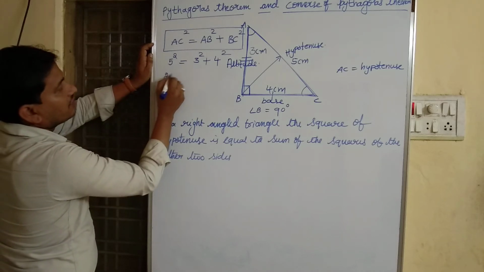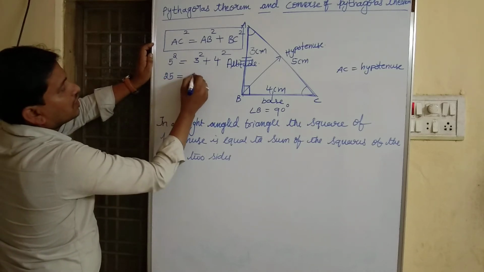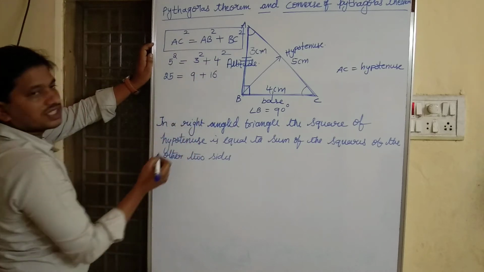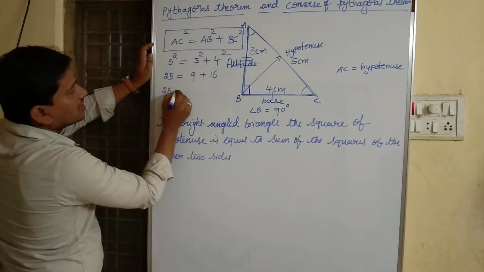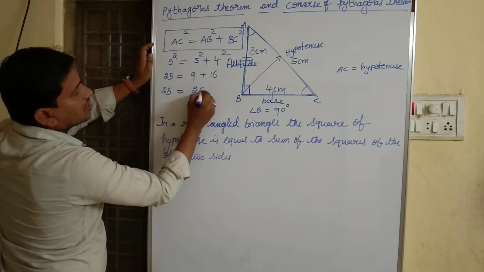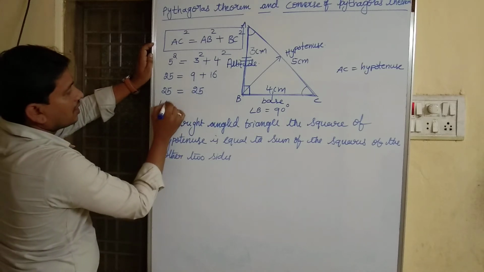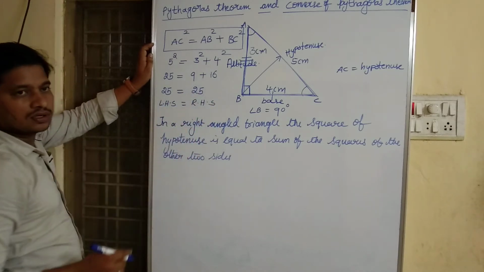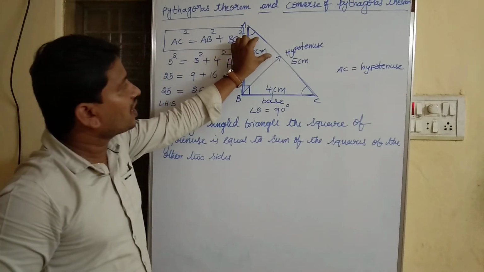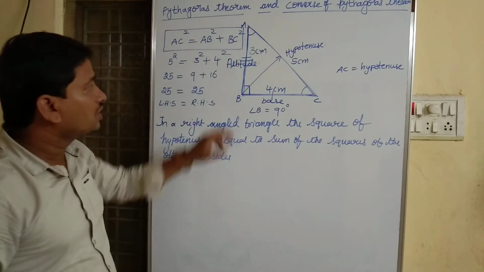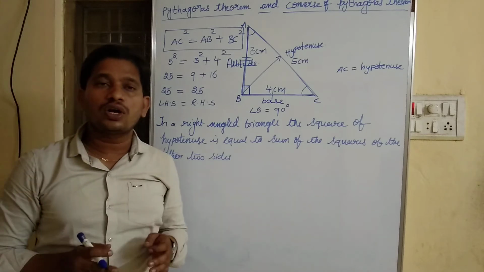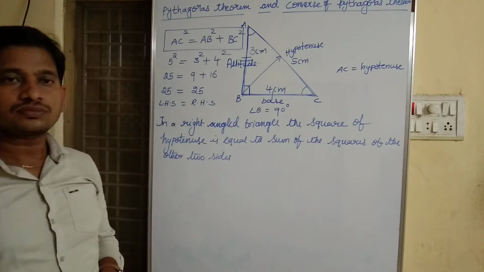So 5 square, which is 25, equals 3 square, 3 threes are 9, and 4 square, 4 fours are 16. So 25 is equal to 9 plus 16, that is equal to 25. I mean LHS is equal to RHS, right? Here the square of hypotenuse is equal to the sum of the squares of the other two sides. That is called Pythagoras theorem, right?